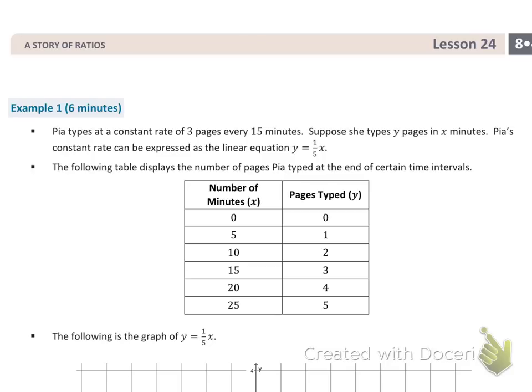Example 1. Pia types at a constant rate of 3 pages every 15 minutes. Suppose she types y pages in x minutes. Pia's constant rate can be expressed as the linear equation y equals 1/5 x. Okay, so let's pause the video and think about why that is the equation for Pia's typing rate.